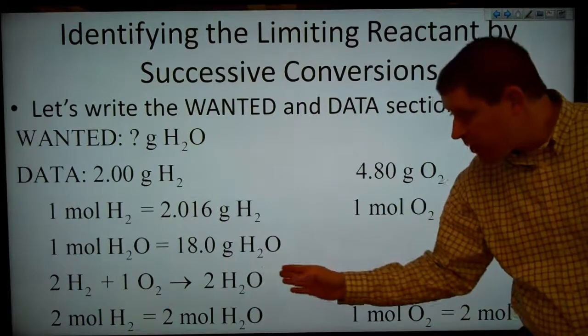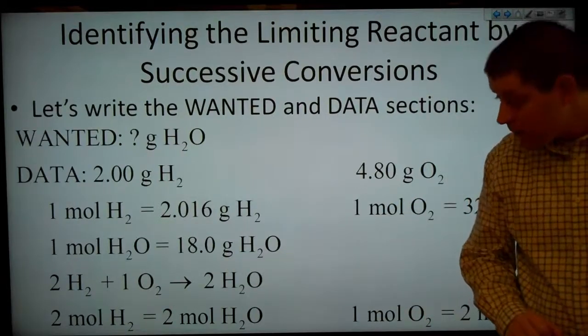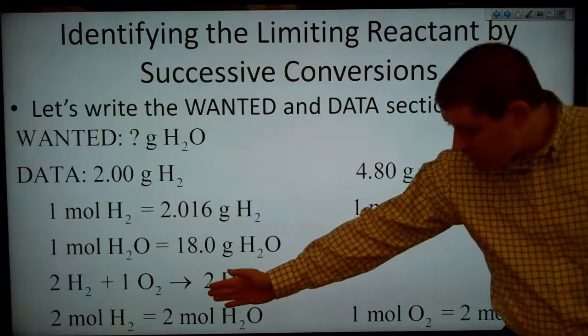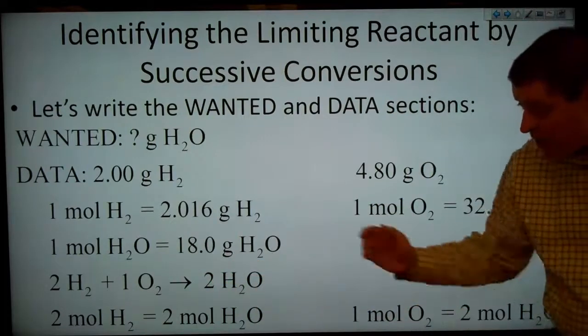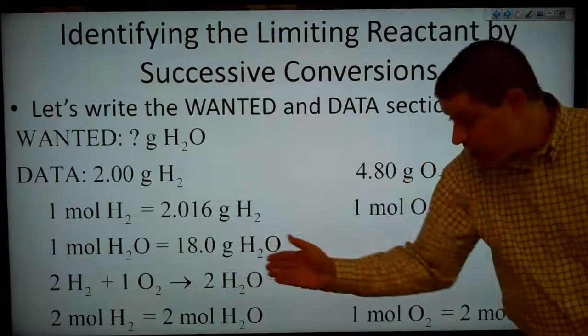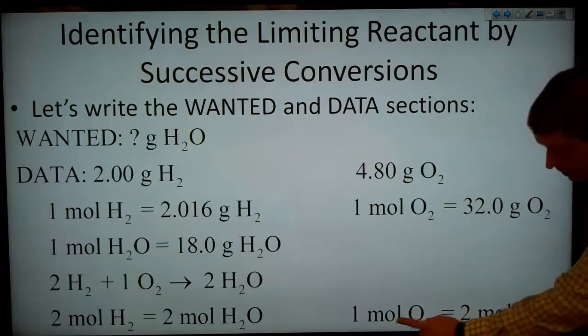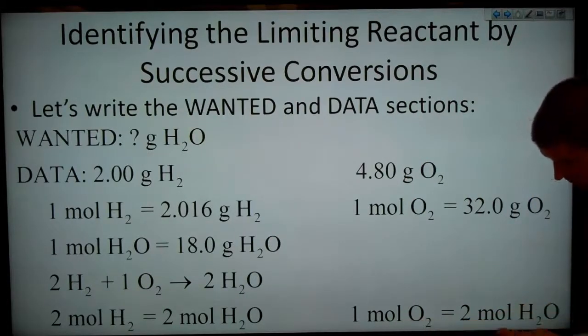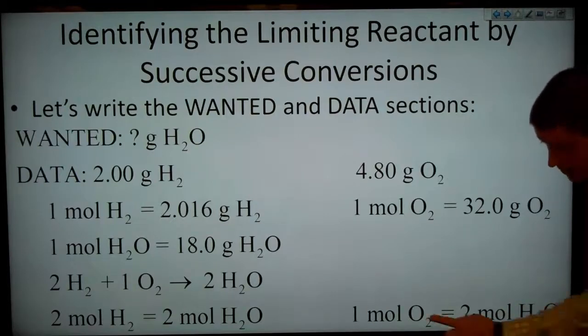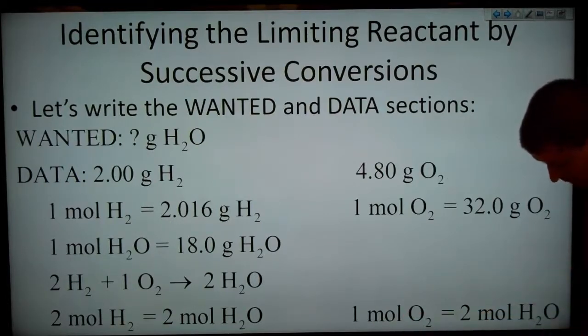We have our balanced chemical equation down here, and that means that we have 2 mole-mole ratios. We have a mole-mole ratio between hydrogen and water, 2 to 2, or 1 to 1. We have a mole-mole ratio between oxygen and water. So this is 1 mole of oxygen to 2 moles of water.